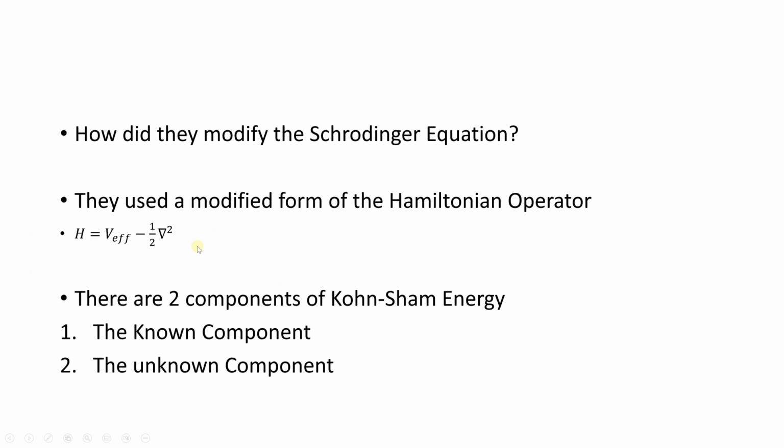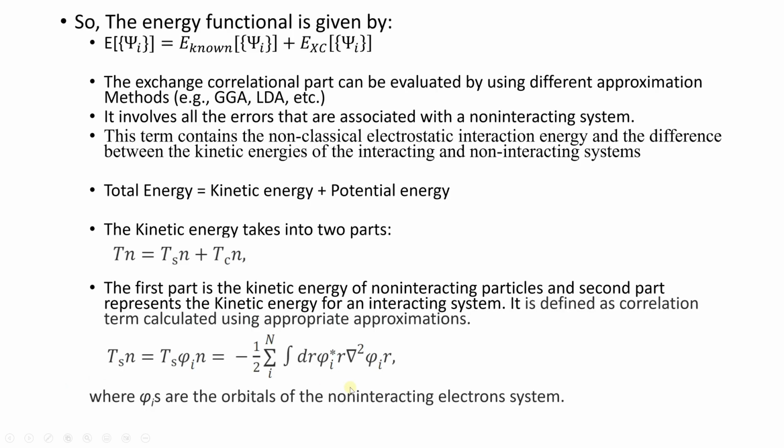Now if we move on towards the energy functional, the Kohn-Sham energy functional, it is composed of two parts. Okay, and these two parts are the known component and the unknown component. So now the energy functional is given by E[ψ] is equal to the known energy. This is the known component of the energy functional, and this is the exchange correlation part of the energy functional, and this here is unknown. Okay, so this known part can be calculated easily, whereas we cannot calculate this exchange correlation part. So if we cannot calculate the exchange correlation part, then how do we solve this equation?